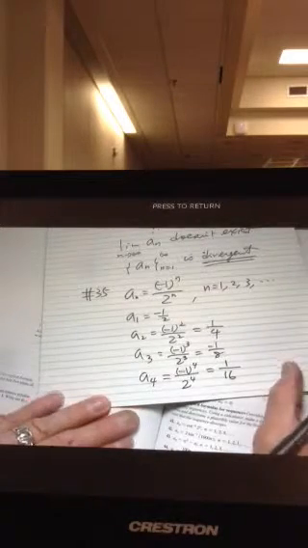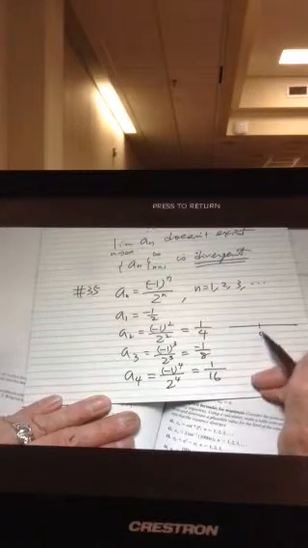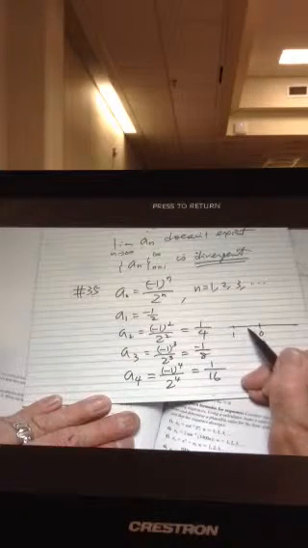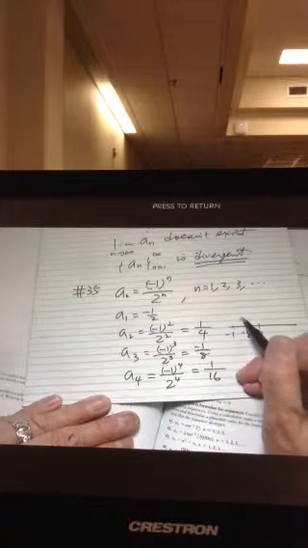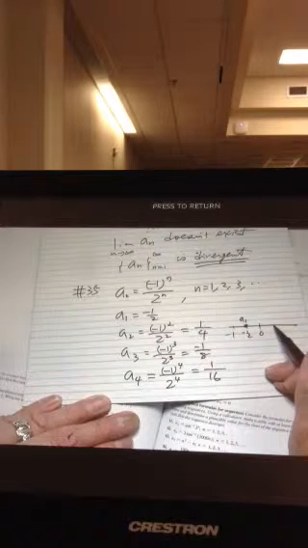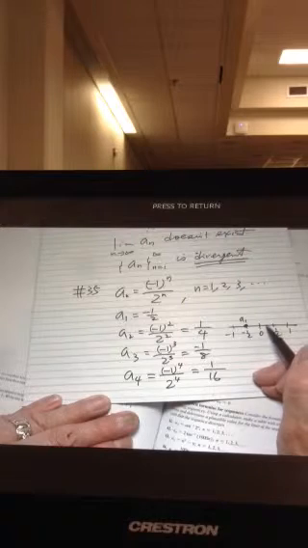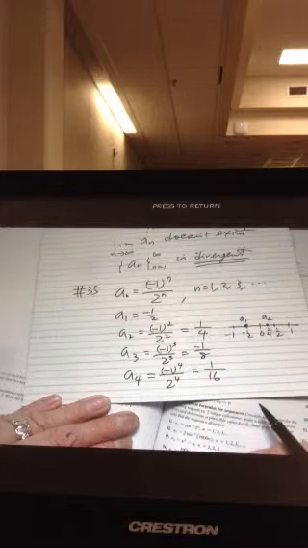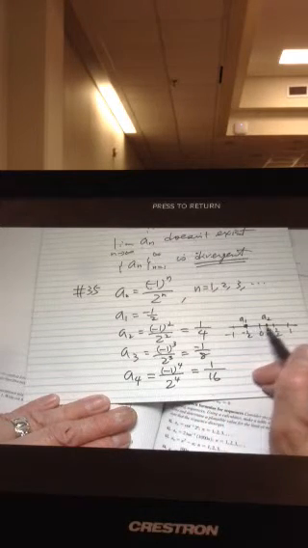All right, so does this appear to converge? Well, let's think about it. Let's say this is 0 and this is 1. A1 is negative 1/2, so A1 is here. Where is A2? A2 is a quarter, so A2 is here. Where's A3? Negative 1/8. Oh, it's here.